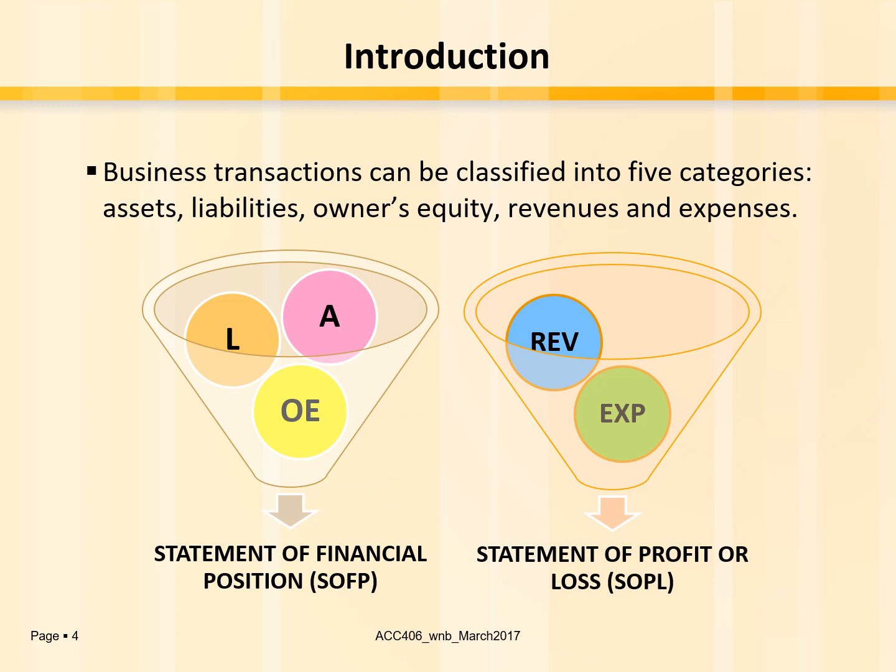Okay, first one here is the introduction. Business transaction, kita boleh classify into 5 categories, which is satu adalah asset, liability, owner equity, revenue, and also expenses. So, untuk 1, 2, and 3, which is the liability, asset, owner's equity, dia akan duduk dekat the statement of financial position. Dan untuk revenue dan expenses, dia akan duduk dekat the statement of profit or loss.